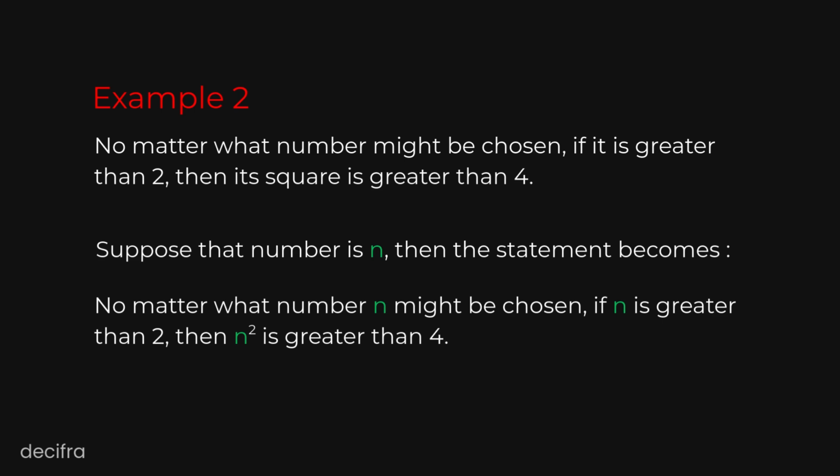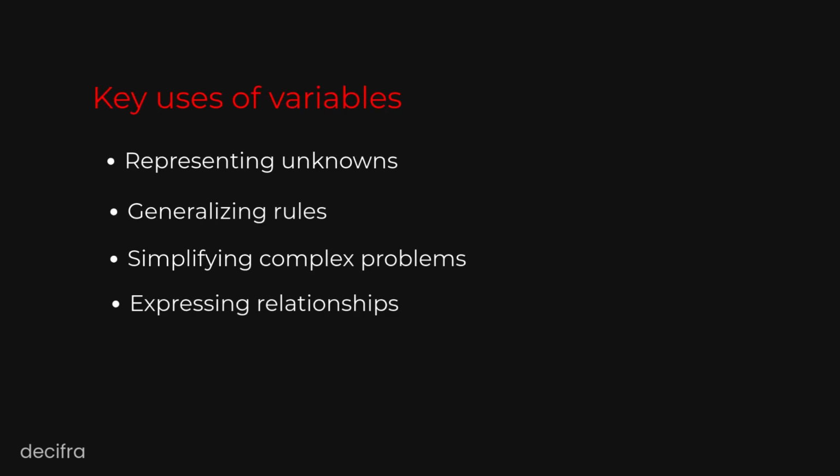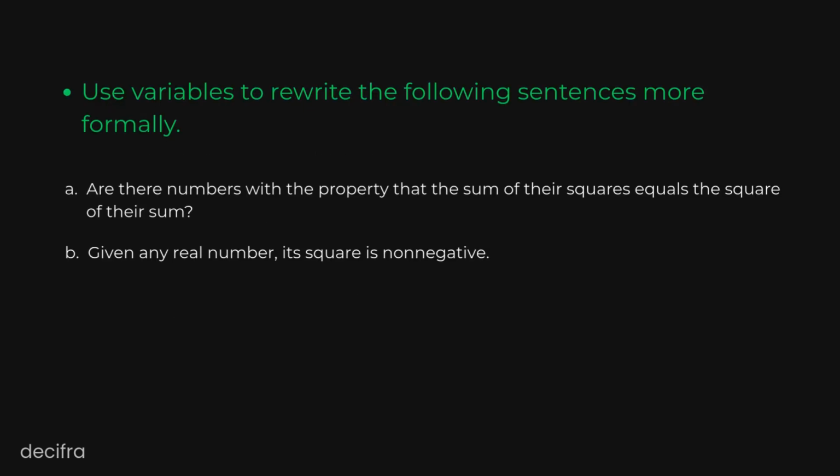These two ideas, using variables to remove ambiguity and to keep statements general, are the foundation of mathematical language. From these examples, you can see how variables turn confusing English sentences into clear mathematical language. They make problems easier to understand and help us reason more precisely. Here are a few examples you can try on your own to strengthen your understanding.